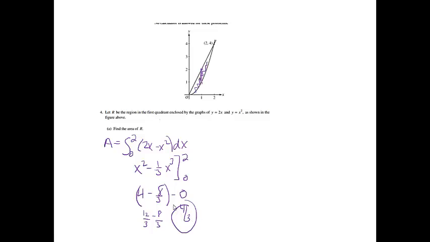This part of the problem was actually worth 3 points. You got 1 point for having 2x minus x squared, you got 1 point for getting x squared minus 1/3 x cubed, and then you got 1 point for getting the right answer.